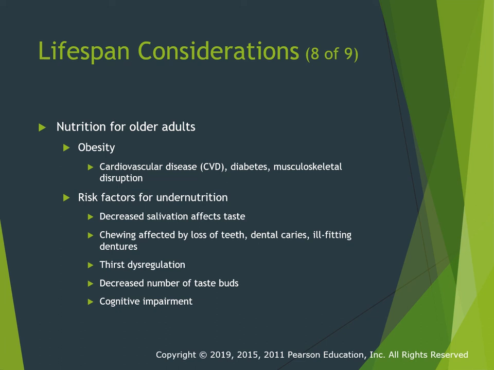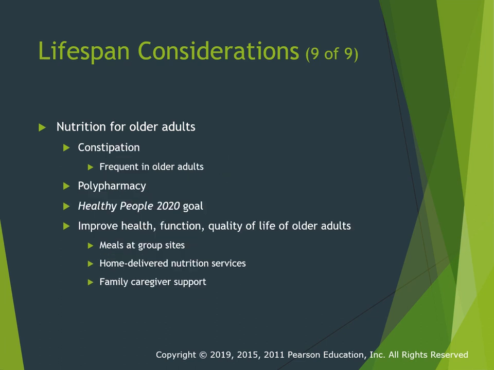They lose their taste buds. Taste is different, and one of the last taste sensations is sweets. So all they want is sweets. They may be thirsty, they may be dehydrated, they may not be able to tell you, maybe they've had a stroke or something. It leads to constipation, polypharmacy, using different pharmacies and different types of medications. People who live alone are very susceptible if they're not able to function independently.